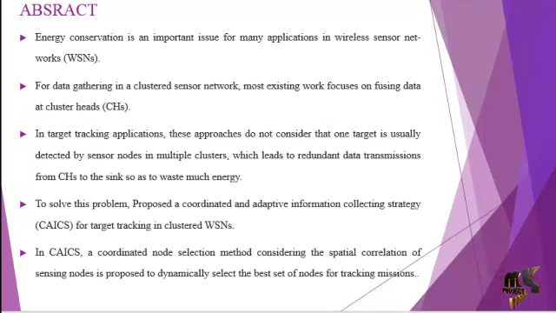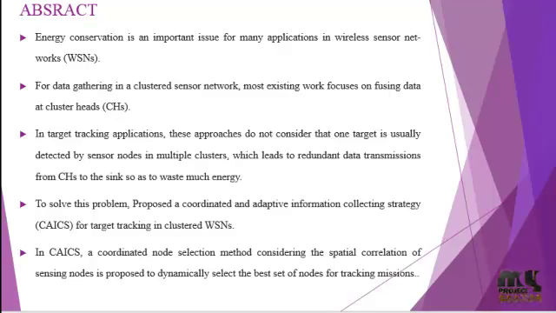Abstract: Energy conservation is an important issue for many applications in wireless sensor networks. For data gathering in a clustered sensor network, most existing systems focus on fusing data at cluster heads. In target tracking applications, these approaches do not consider that one target is usually detected by sensor nodes in multiple clusters, which leads to redundant data transmissions from the CH to the sink, wasting much energy.